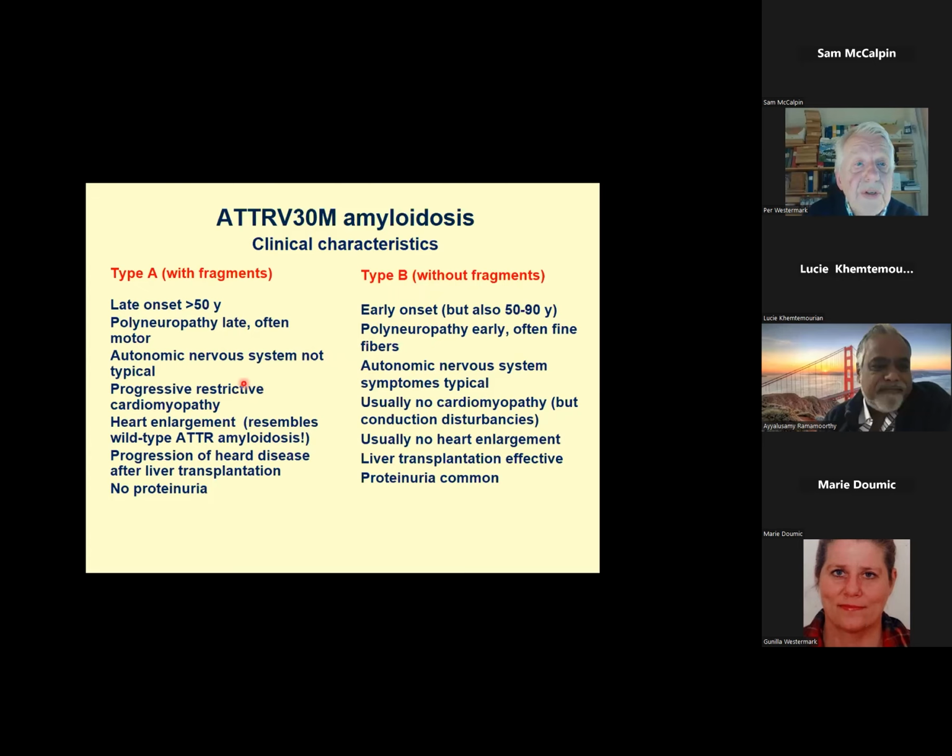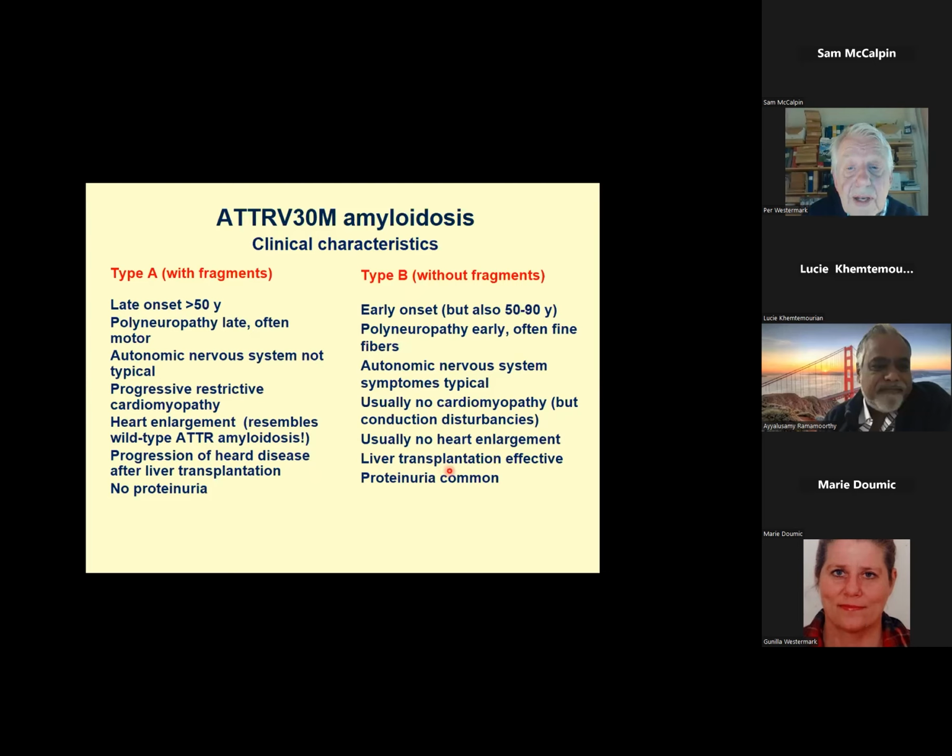Both have polyneuropathy, but in somewhat different ways. Most importantly, type A has a tendency to progressive restrictive cardiomyopathy, with the heart slowly growing and finally taking the patient's life. So type A is a more severe disease than type B, at least concerning the heart. The first way to treat TTR amyloidosis of this kind was by liver transplantation.